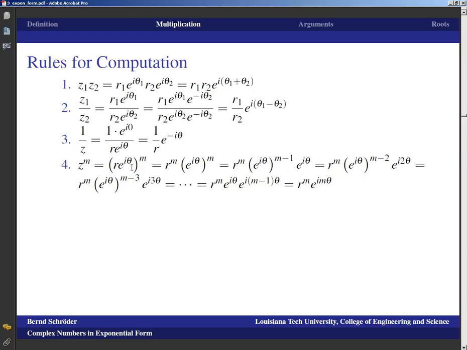So again, this complex exponential form works just like a power should do, but again, notice that z to the m isn't equal to this because e to the i theta is a power. Z to the m is equal to this because we can prove it.